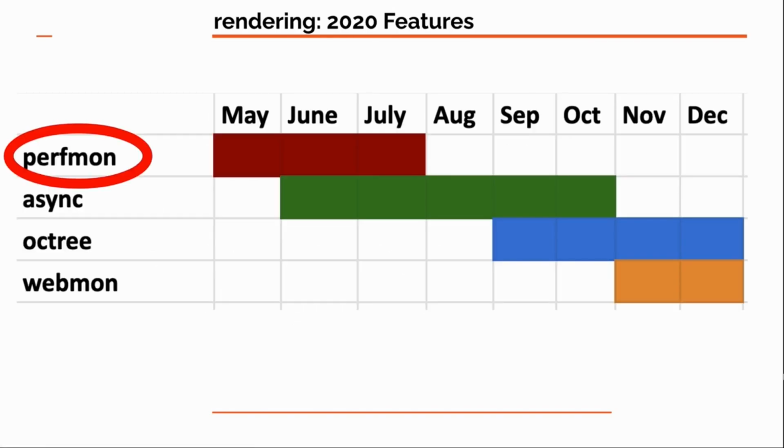So these are the 4 things I worked on, really, 4 projects. They overlapped. And so we have perfmon, we have async, which is asynchronous rendering, we have the octree, which is built on asynchronous rendering, and we have webmon, which is kind of a side thing, although it came up in the context of the octree. So the first one is this perfmon.